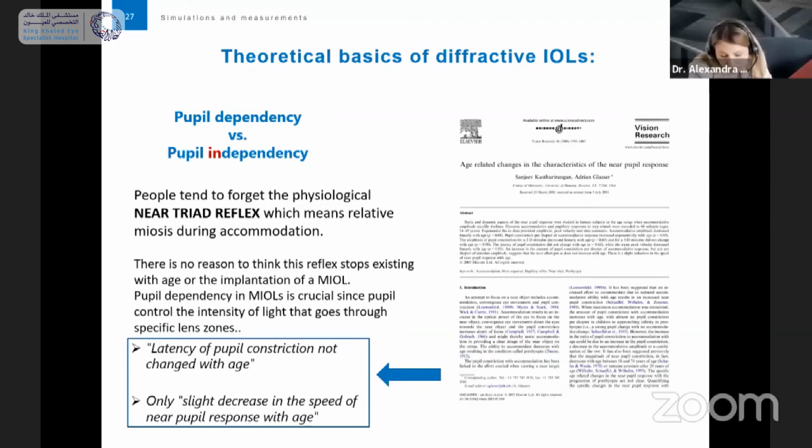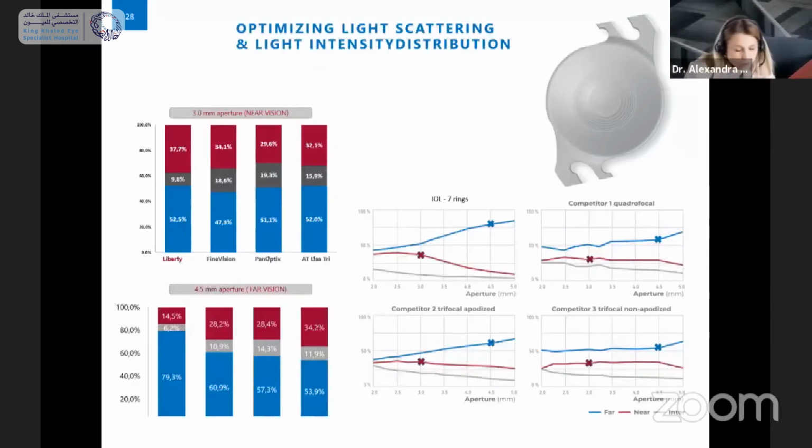And based on the studies and publications, this reflex does not disappear during aging or even after cataract surgery. There is a small latency of pupil constriction, but it's not changed with the age, and there is only a slight decrease in speed. So we think that pupil plays an important role. And when you look at different lenses, how the light energy is distributed in the pupil, you see all of them are more or less pupil dependent.